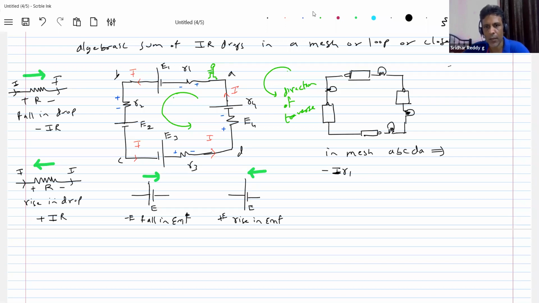This should be plus E1. Then across this, I'll move like this. I'm moving from higher to lower potential, fall in drop, so minus IR2. Across the cell, again I'm moving from positive to negative terminal, fall in drop, so minus E2. Are you noticing plus E1 minus E2? How you traverse, and what is this arrow? The direction of traverse.